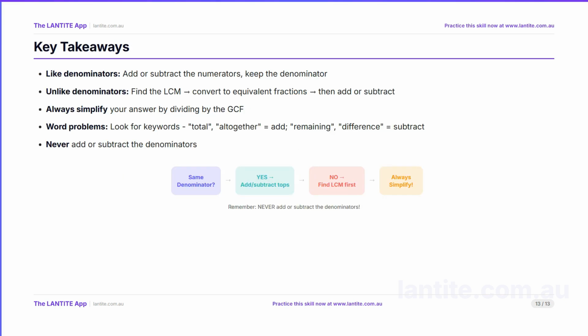Let us recap. For like denominators, simply add or subtract the numerators and keep the denominator the same. For unlike denominators, find the LCM, convert to equivalent fractions, then combine. Always simplify your final answer by dividing by the greatest common factor. In word problems, look for keywords like total or altogether for addition, and remaining or difference for subtraction. And the golden rule, never add or subtract the denominators. Practice these steps, and you will handle any fraction question on the LANTITE with confidence.